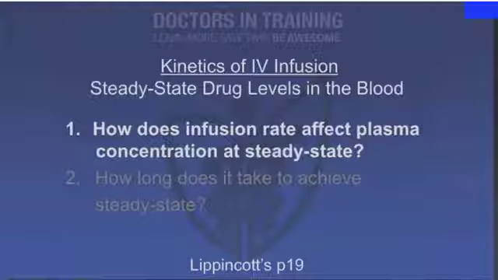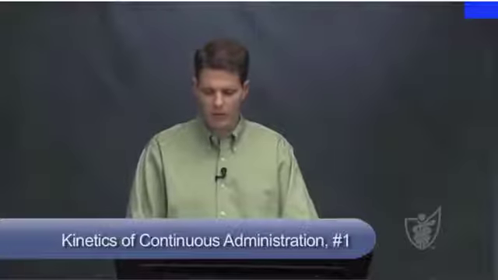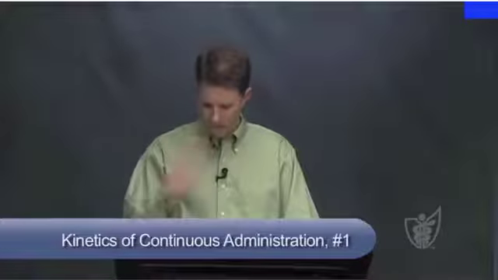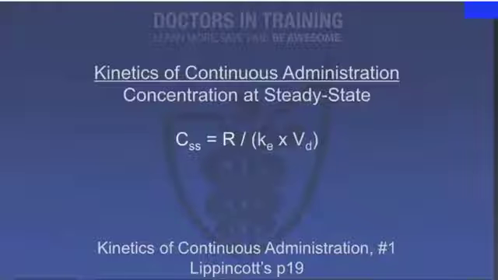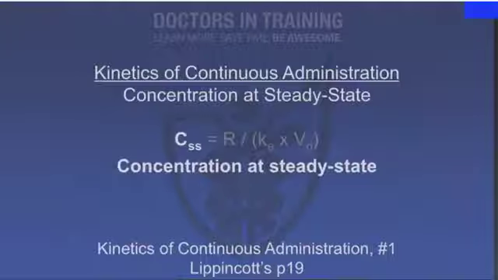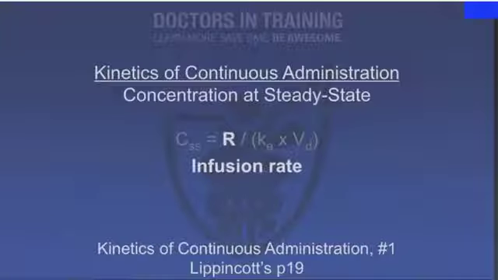So our first question, how does infusion rate affect the steady state concentration? Toward the bottom of page 19 you see this formula. And again, this is not one of the formulas you need to memorize, but it helps you see a couple of things. So you see the formula CSS equals R over KE times volume of distribution. So CSS is the plasma concentration at steady state. R is the infusion rate.